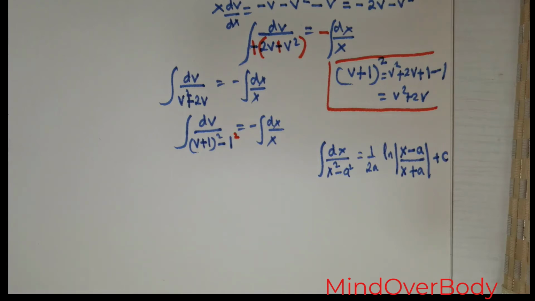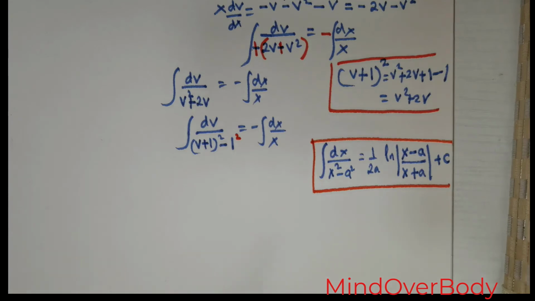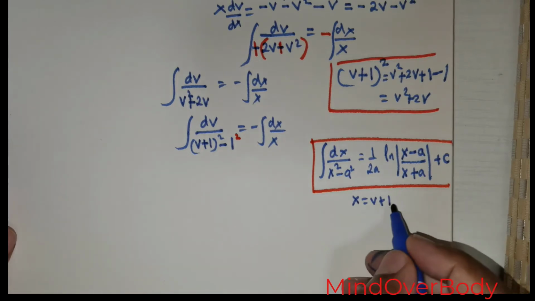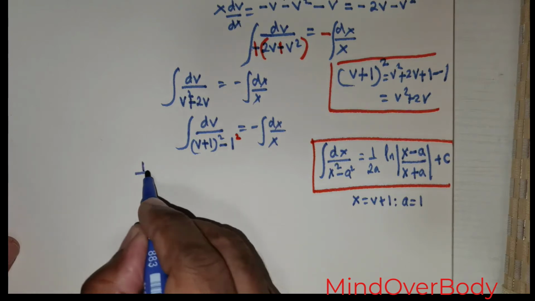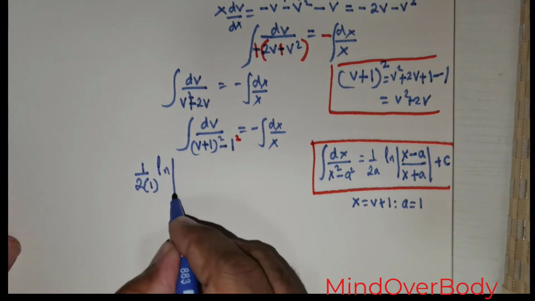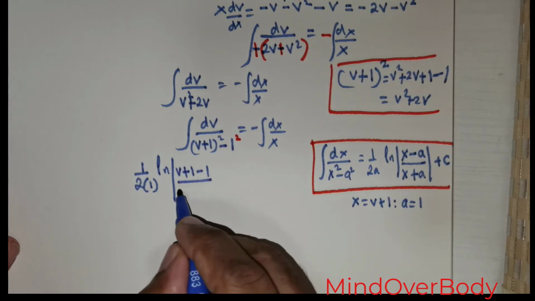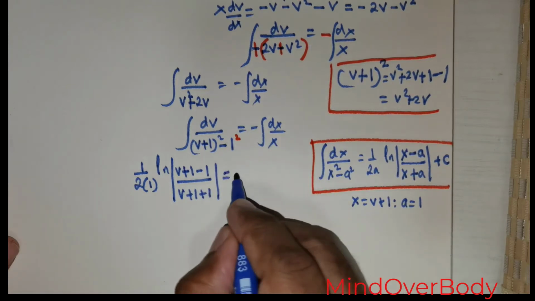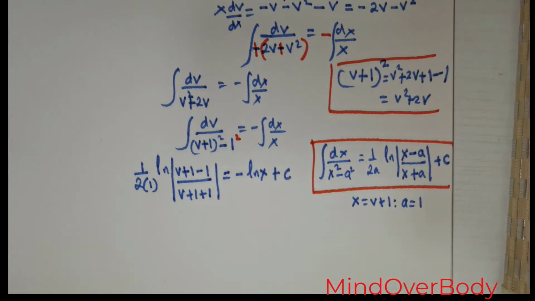So I can use this formula. This is a very important formula. You can remember this and it will come in handy. Now instead of x, I have v + 1, and for a I have 1. So this entire thing is going to be rewritten as 1 over 2 times a, which is 1, and ln of ((v + 1) negative 1) divided by ((v + 1) + 1), and in this case it's going to be equal to negative ln of x plus arbitrary constant c.